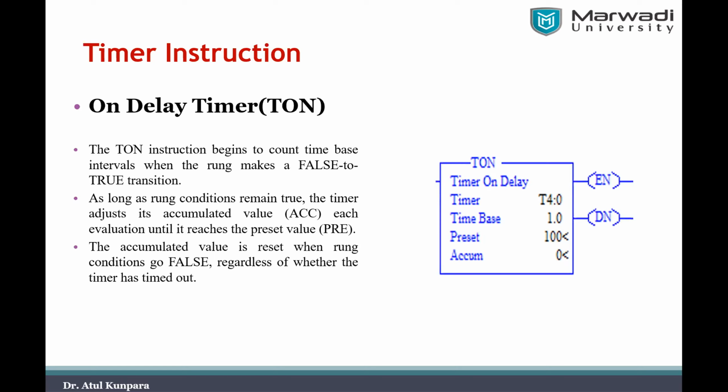Particularly, we can have three types of timers: on delay timer, off delay timer, and retentive on delay timer, that is RTO. TON, TOF, and RTO. Can you tell me what the use of all these timers is and how they function in your program? Anyone of you can tell me that?